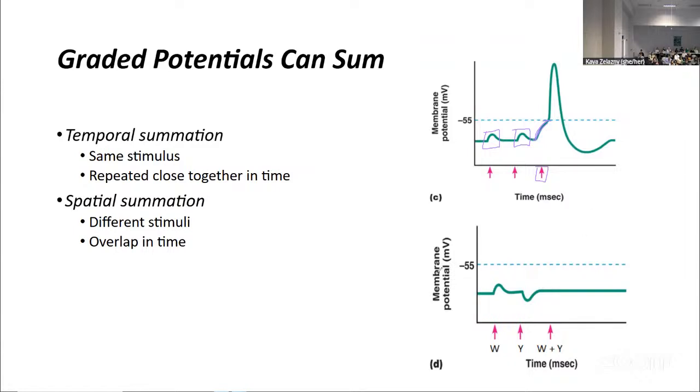We might have spatial summation where they happen at exactly the same time. So let's think W plus Y here. Say they're coming in on opposite sides of the cell at the same time. We add them together. We might end up closer to threshold, or sometimes we'll see that the graded potentials that we're summing are in opposite directions, so they might cancel each other out too. These are both possible results.